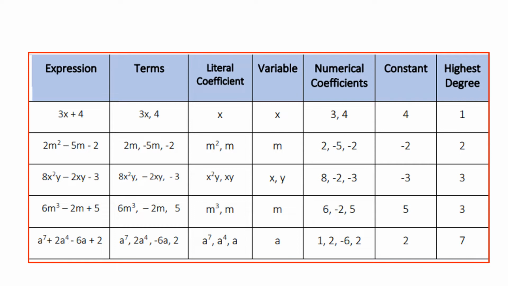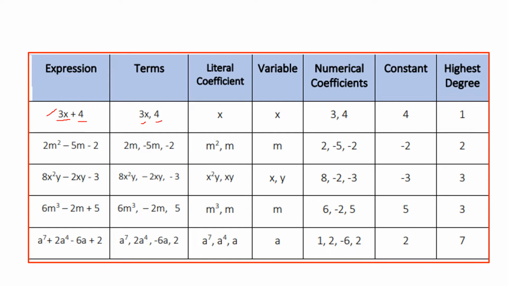Here is an example, a table with examples. For the first example, we have the expression 3x plus 4. The terms there are 3x and 4. So it has two terms.